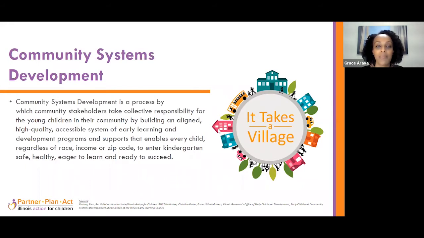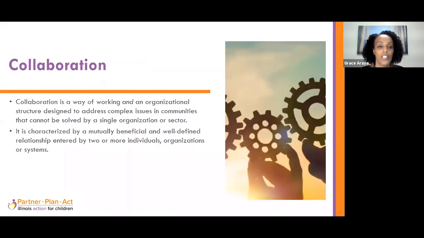And that sums up this idea that we're talking about and that we're going to continue to talk about during this whole session of community collaborations, is taking collective responsibility for the children in the community, and all the stakeholders coming together for that purpose. So collaboration, you'll hear us refer to collaboration as both a noun and a verb. It's a way of working, and it's an organizational structure that's really designed to address complex issues in communities that can't be solved by a single organization or sector.